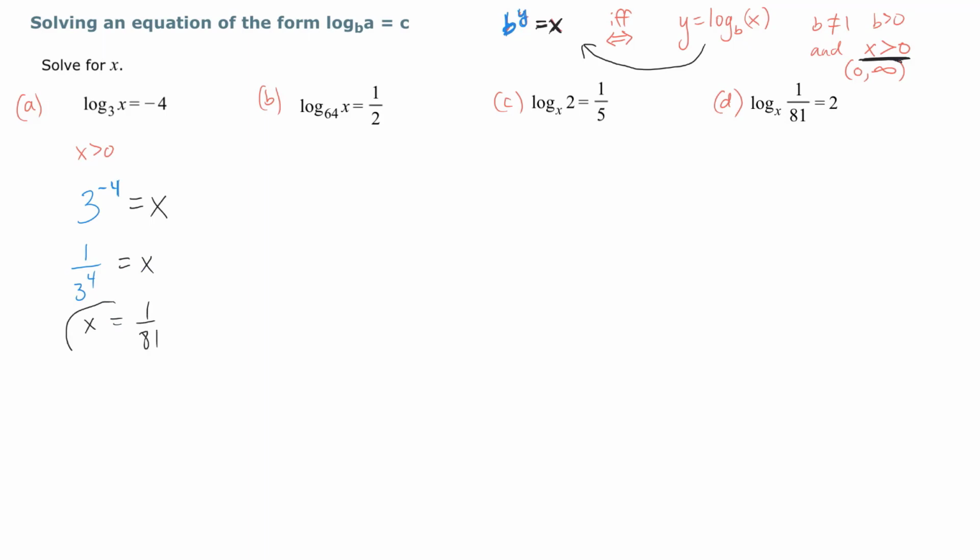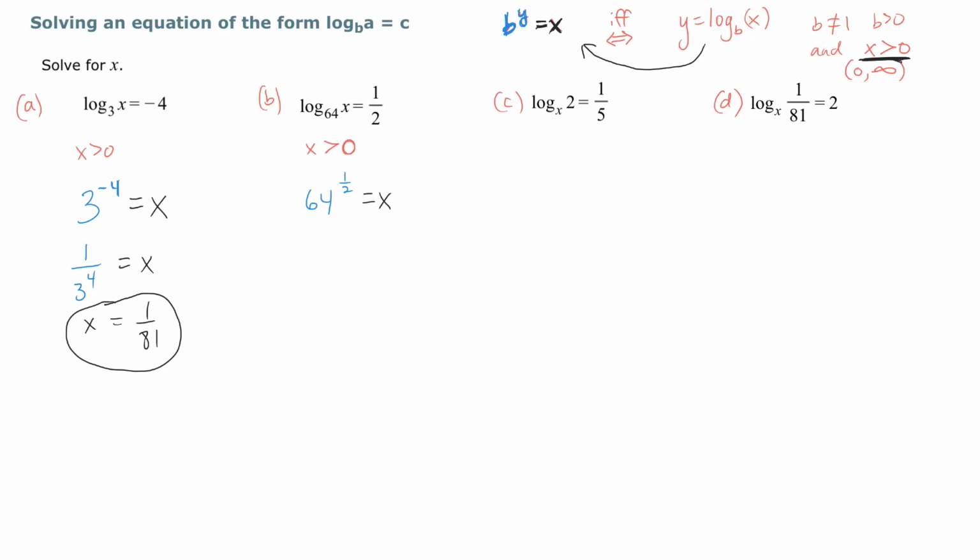Notice with equations, every single line of your work is an equation. When you're solving equations, you write nothing but equations. This one here, same thing. We got to first indicate that the domain, the input of any log, has to be positive. So x has to be greater than 0. Now we use the definition of a logarithm. We're going to say base 64 to the 1/2 power is now equal to x.